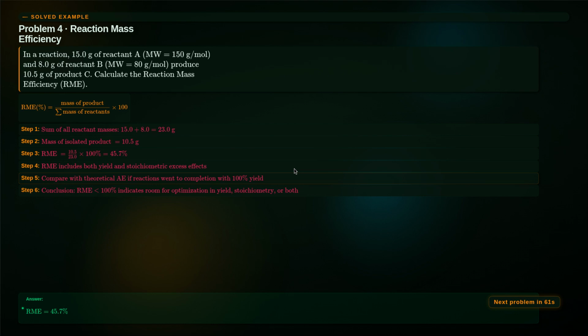Step 4. RME includes both yield and stoichiometric excess effects. Step 5. Compare with theoretical atom economy if the reaction went to completion with 100% yield. Conclusion. RME less than 100% indicates room for optimization. The answer is 45.7%.